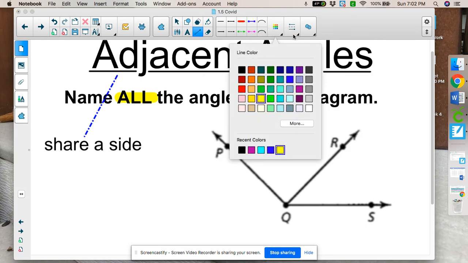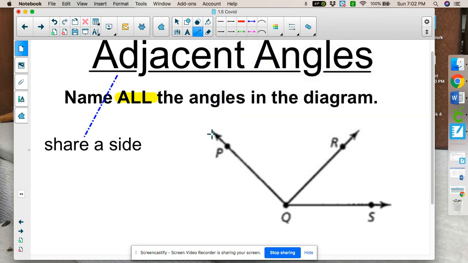If I were just talking about this angle right here, I wouldn't just want to name him angle Q because I don't know what angle you're talking about. Am I talking about just from this little section here? Am I talking about the section over here to the right? Or am I talking about the whole thing? So in this case, we want to talk about all the angles with the more specific name.